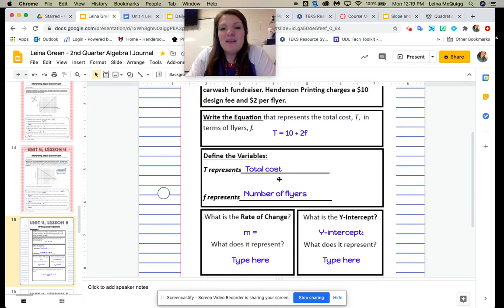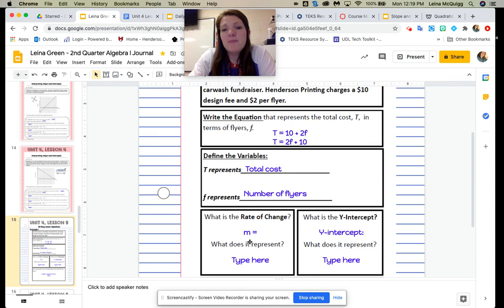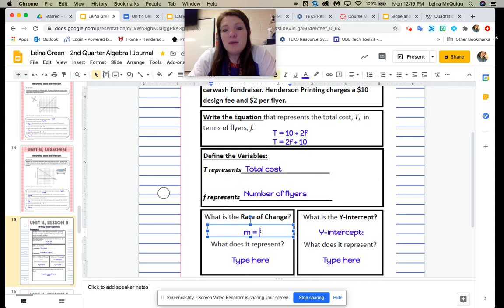Okay, so now let's look at this. Well, we wrote this in the form y equals kind of mx plus b. We wrote it as y equals b plus mx. So I'm going to rewrite this as t equals 2f plus 10, right? Now it looks like y equals mx plus b. I have variables there. So my m is the number that's right in front of my variable f, which is 2.